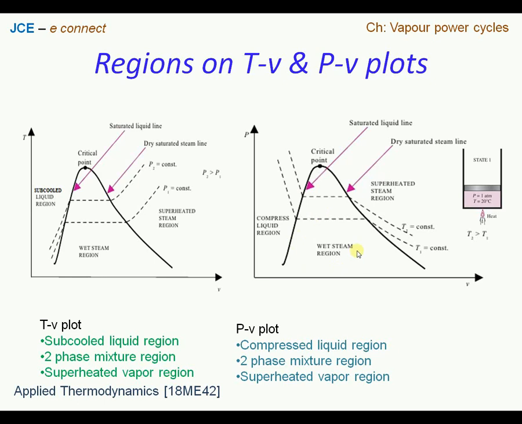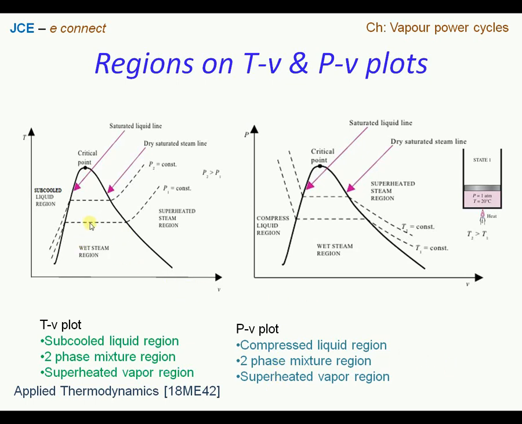However, the area within the curve is called the steam point or steam wet region, or it is also called the two-phase mixture region, and the right side of the dome is called the superheated vapor region. So we see that in the TV plot and PV plot there is only one difference, in the left region of the saturation dome. The other regions remain unchanged.